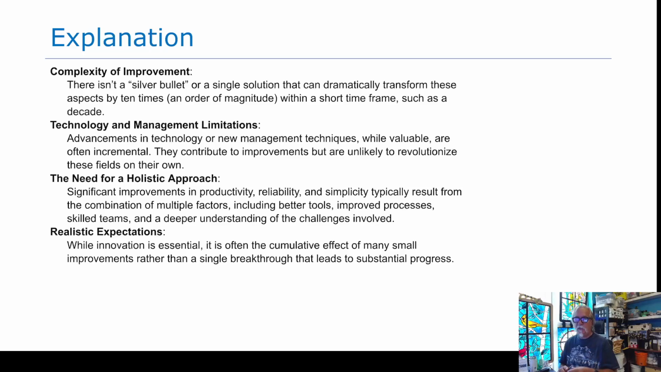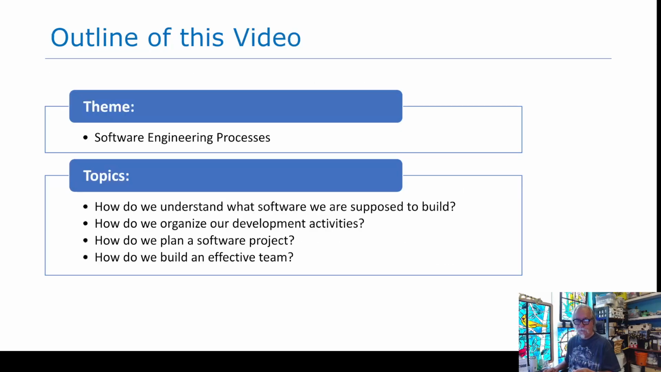There are advances in technology and management limitations, but none of them are going to make things 10 times better. Because of that, we need to continue to struggle in terms of productivity, reliability, and simplicity. And we can improve these by looking at better tools, improved processes, skilled teams, and a deeper understanding of the challenges involved. And we should really have realistic expectations. And this is going to be important for you as you work on your project over this semester.